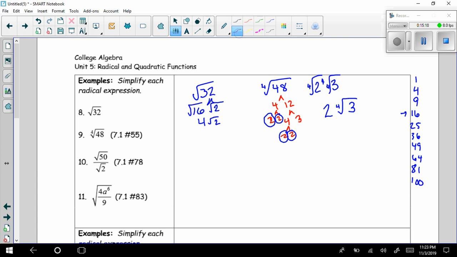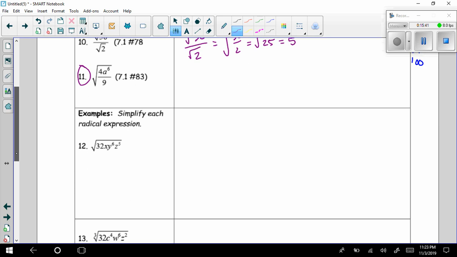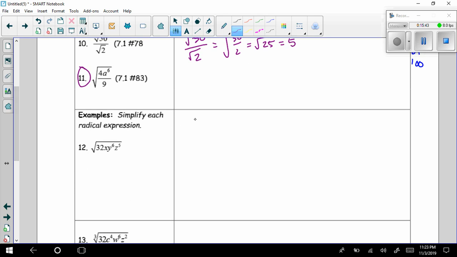All right, so it's just working with those properties and simplifying as much as you can to solve that problem out. Square root of 50 over 2, for example, can be written like this. And so we get 5. Go ahead and try 11 on your own.